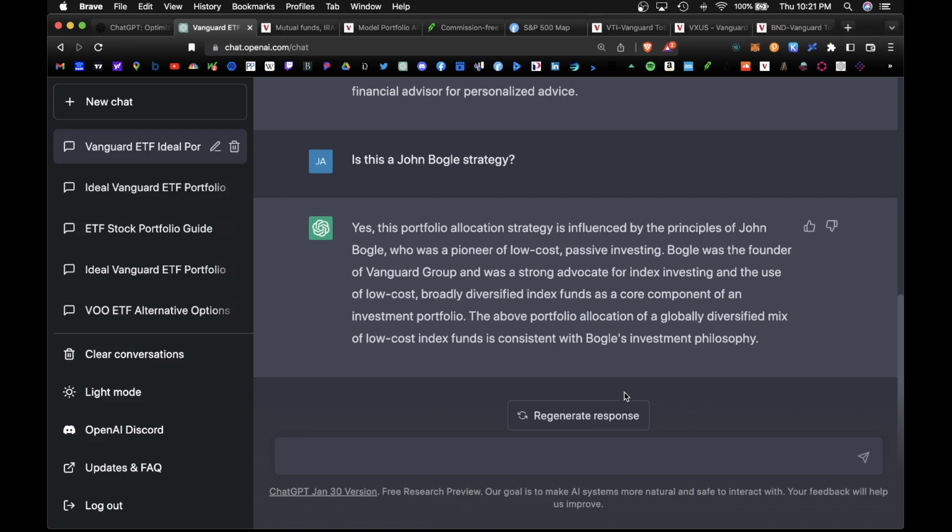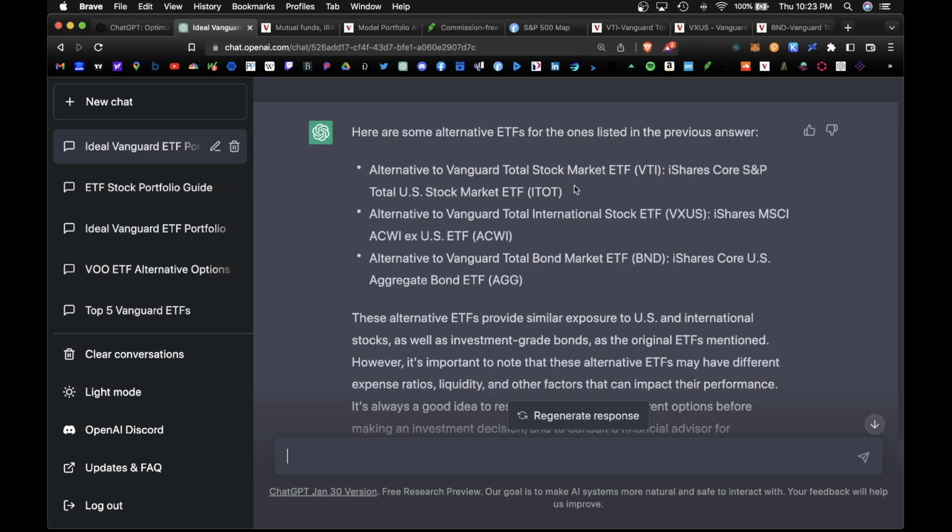And again, I'm not loyal to Vanguard ETFs. We can also ask if there are any alternatives out there. Can you show me alternatives to this list? So it did generate 3 different alternatives that are non-Vanguard funds. So we do have the iShares Core S&P, ticker symbol ITOT, or the iShares MSCI ETF, ticker symbol ACWI, or even the iShares Core US Aggregate Bond ETF, ticker AGG.